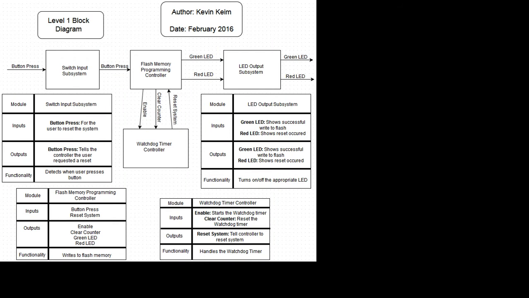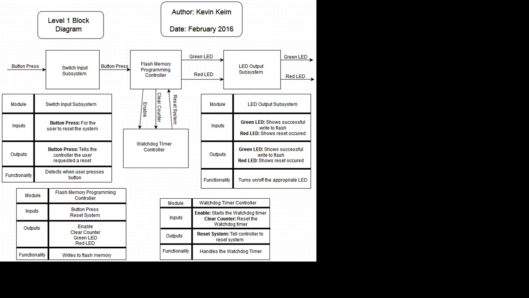We have four different modules here. Our switch input subsystem, which has our input of our button switch. This allows the user to reset the system, so the user pushes down the button. It'll send that to a main module, telling it that the button's been pressed and held. And this will actually end up timing out the watchdog timer, in which we can move on by looking at our watchdog timer controller module.